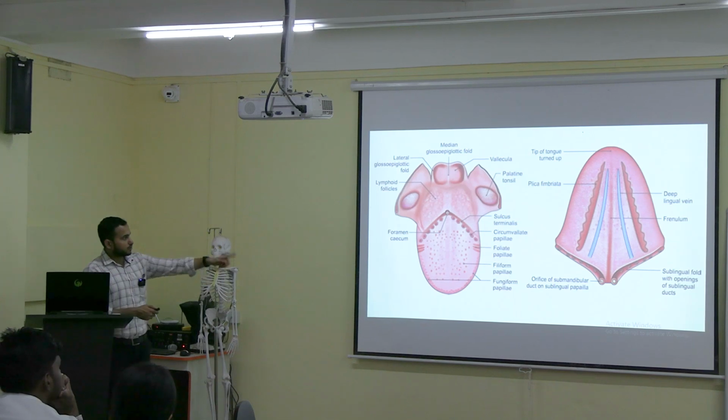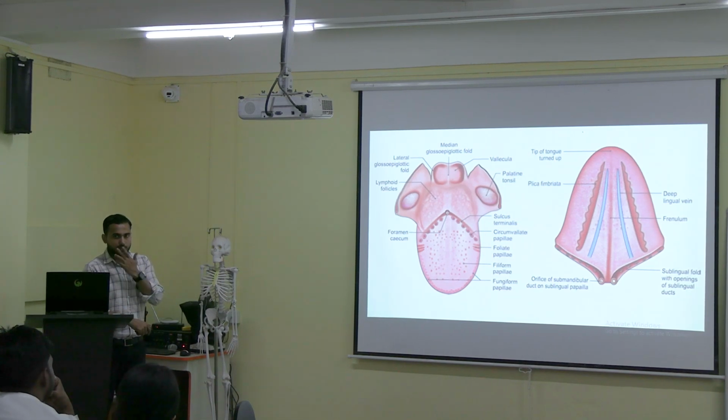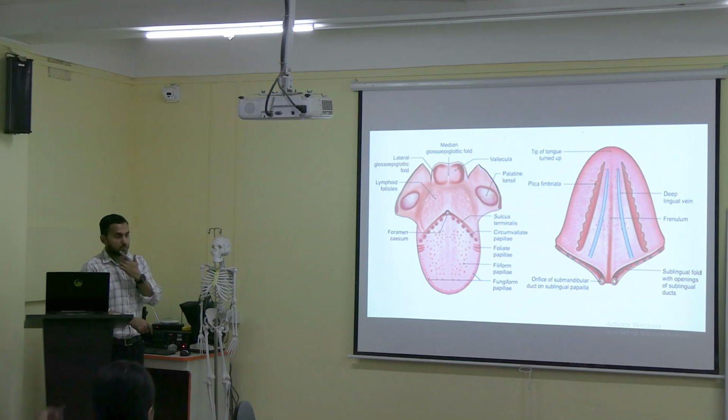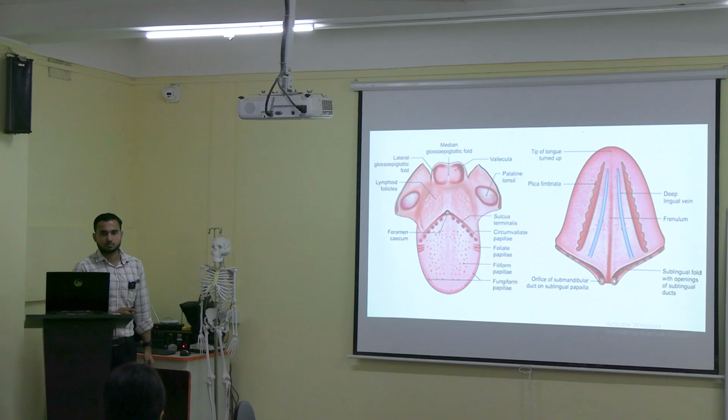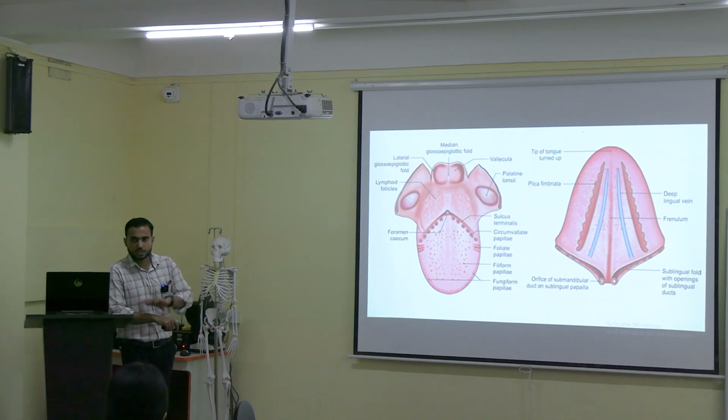Now here you can see two images. Can you tell me which is the dorsum of the tongue? This is the dorsum of the tongue, and this is the inferior surface of the tongue. So what is present in the inferior surface? Generally the inferior surface of the tongue is smooth in nature. If you lift it, you can see a median mucosal fold, called the frenulum of the tongue. The frenulum is attached to the floor of the oral cavity, which fixes the tongue and helps in various movements.